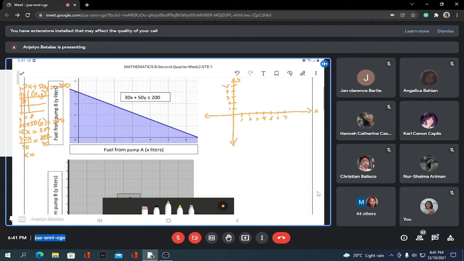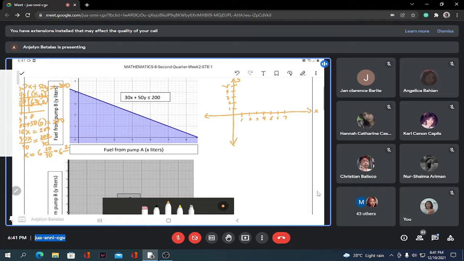It is 6, right? What remains is 20, because 6 times 30 is 180. Then the remaining is 20. Or, simplified, 6 and 2/3. So it is 6 and 2/3. Clear? So, 6 and 2/3, 0.